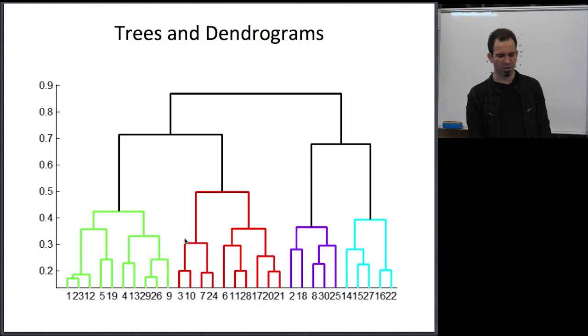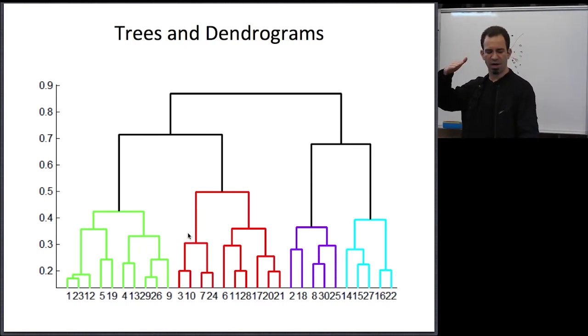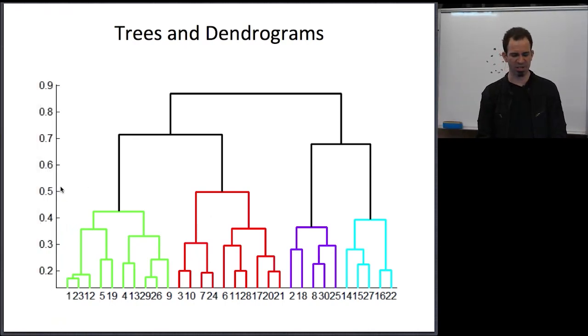What you can also do is start at the top and say, break this down and give me all the clusters that are at least a certain distance apart from each other, which is what this thing on the side is, this threshold. If you set that to somewhere around here, say at 0.6, you get these four different groups. So it's everything in here and everything in here and everything in here.